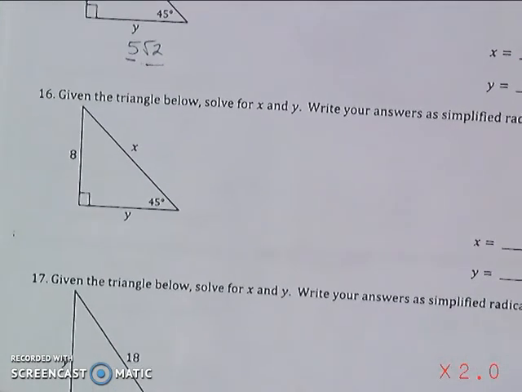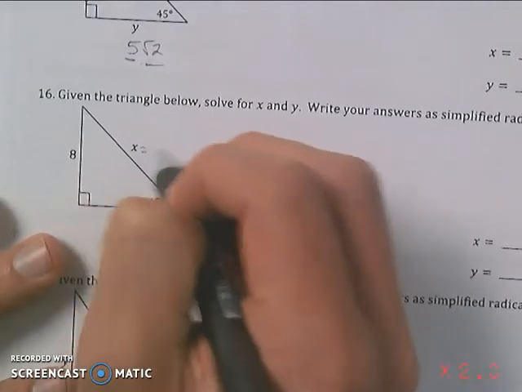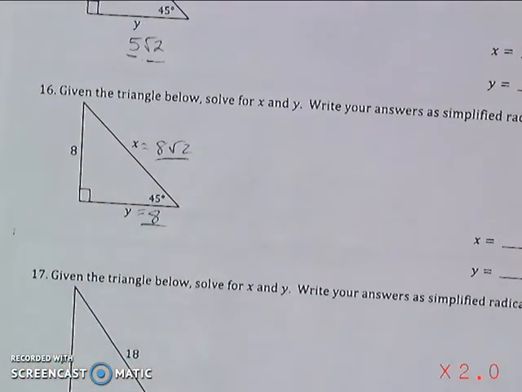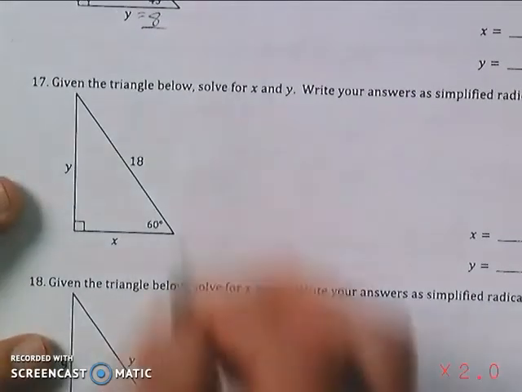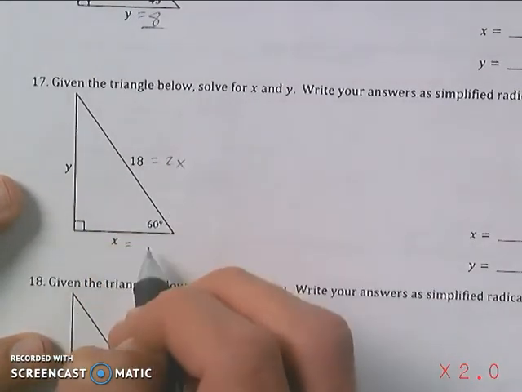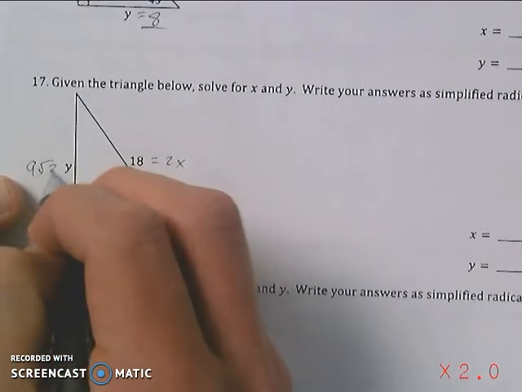16, 45. Opposite is 8. That's in the x position. So this is going to be 8, and this is going to be 8 rad 2. 17. This is in the 2x position. This is in the x position, so that's going to be half of that, which is going to be 9. And this is going to be 9 rad 3.